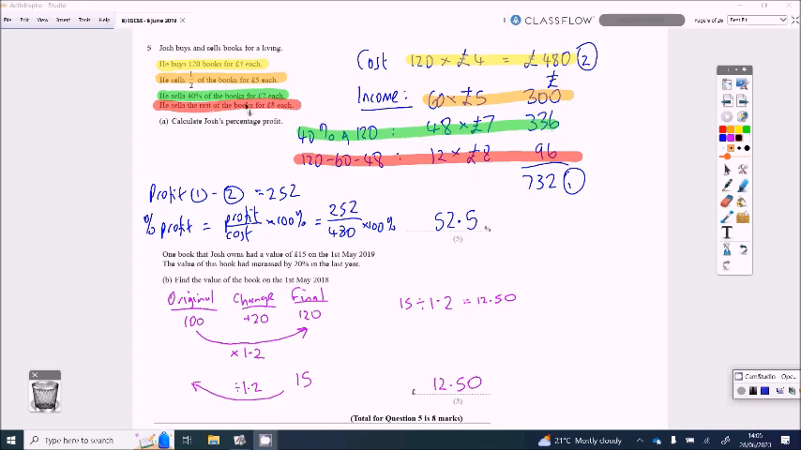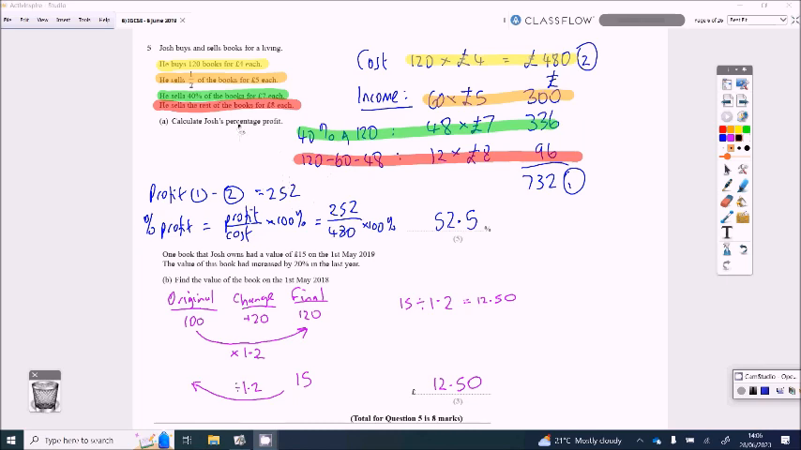And then finally, with the rest of the books for £8 each. So we've got 12 books left over because that's the 120, take away 60, take away 48. So we sell 12 at £8 each, which is 96. Add up these three, we get total income of 732. So our income is 732. Our costs are 480, so our profit, 732 take away 480 is £252.